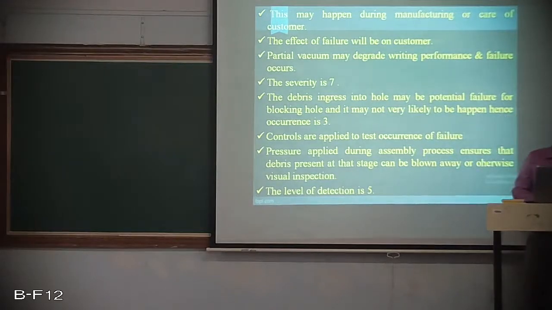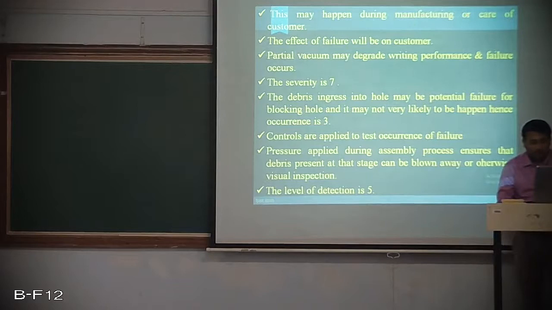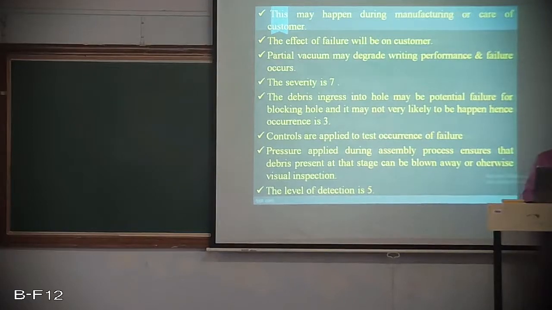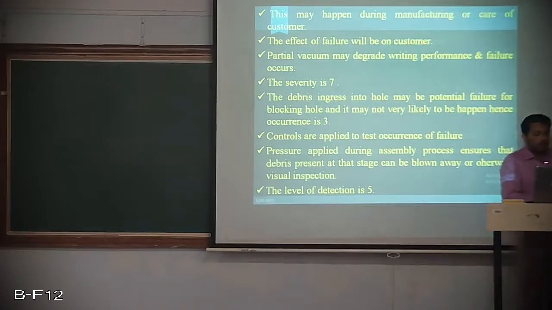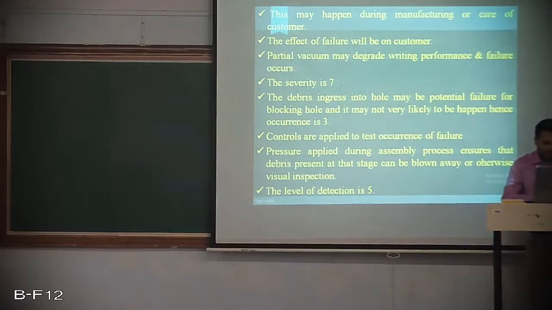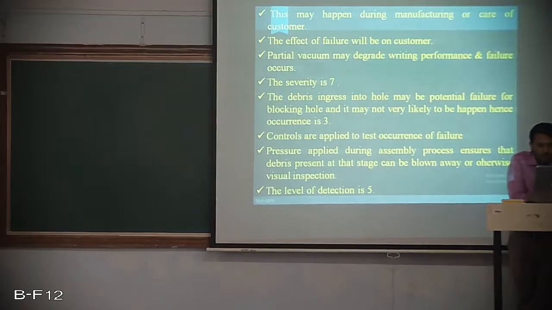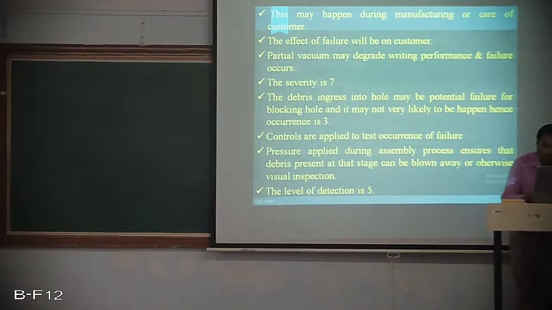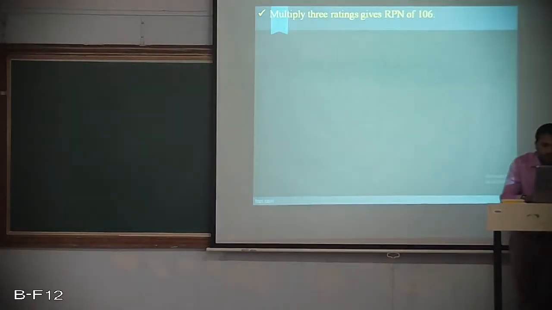The debris entering the hole may be a potential cause for blocking the hole, but it may not be very likely to happen, hence the occurrence is given as 3. Controls are applied to test the occurrence of failures. Pressure applied during the assembly process ensures that debris present at that stage can be blown away, or otherwise visual inspection is going to take place. The level of detection is 5. Multiplying the 3 ratings gives an RPN of 105.